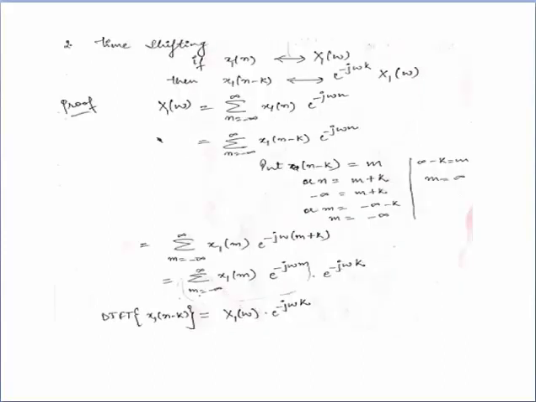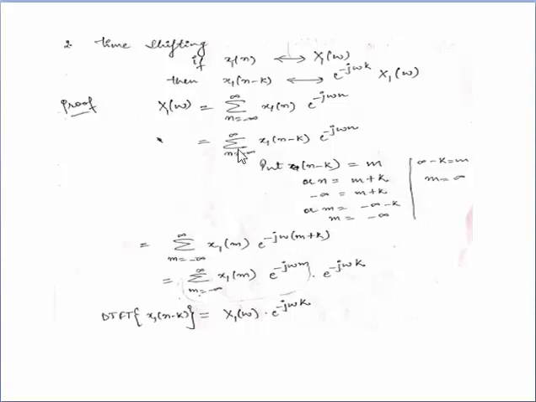Second property of DTFT is time shifting. In time shifting, if x1(n) DTFT is X1(ω), then we have to prove x1(n minus k) DTFT is e raised to power minus jωk X1(ω). Again, to prove it, first we have to write down the formula of DTFT, that is X1(ω) is equal to summation n tends to minus infinity to infinity x1(n) e raised to power minus jωn. Now put x1(n) is equal to x1(n minus k).